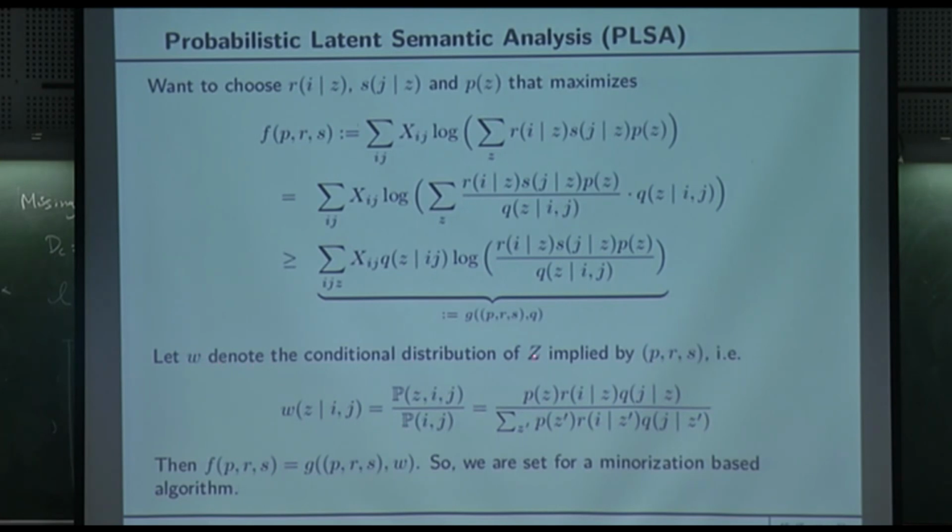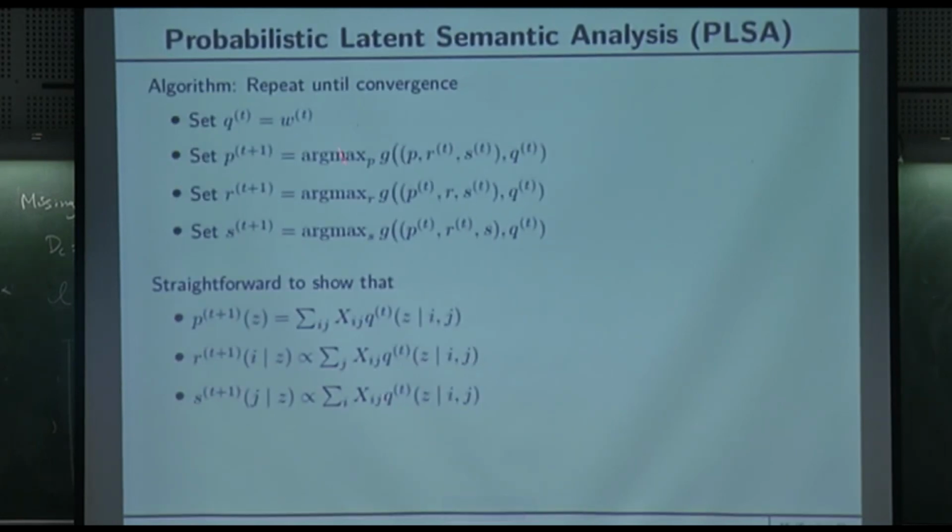Let W denote the conditional distribution of Z implied by P, R and S. W turns out to be the conditional distribution of Z given I and J. You can show that for that value, if you set Q equal to W, you exactly recover the same function back. So we are set for a minorization based algorithm. Repeat: set Qt equal to Wt, Pt plus 1 is the argmax of this, that can be done easily. Rt plus 1 is the argmax of that, can be done easily. St plus 1 is the argmax of that. You can basically show that Pt plus 1, Rt plus 1, St plus 1 have this structure, and you can keep going from there. So what have we done here?